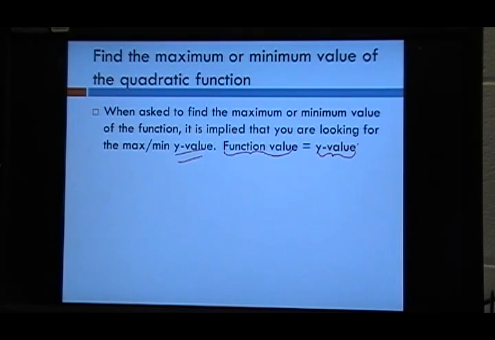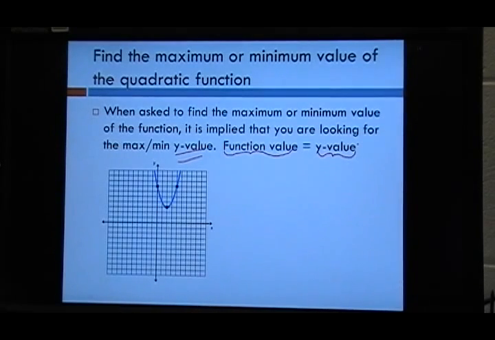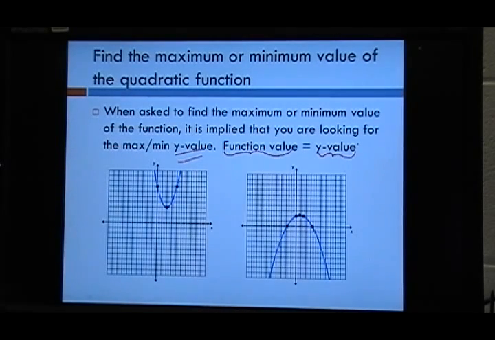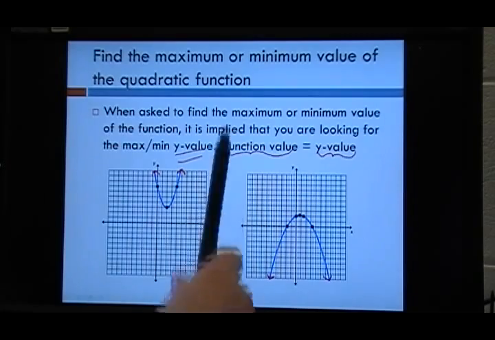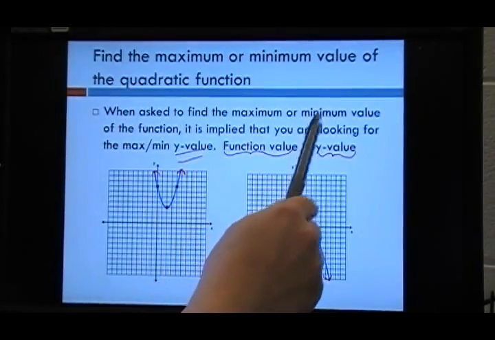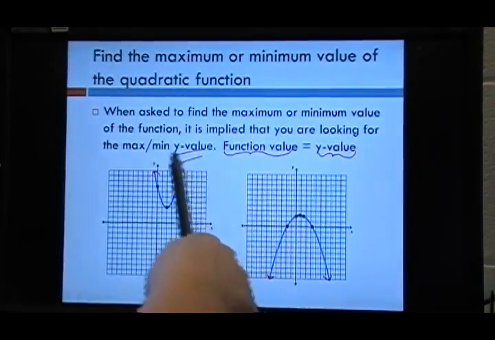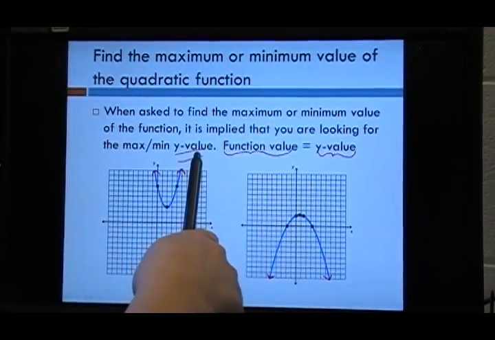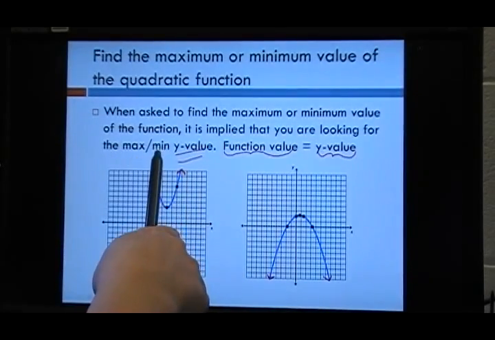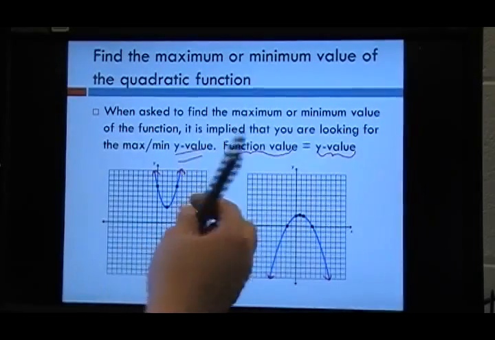Okay? When we're dealing with parabolas, we can either have parabolas that open up or parabolas that open down. If our parabola opens up, I'm going to put my arrows on, so it goes up forever. And this one goes down forever. So if you're looking for the maximum y value, you're looking for, does this have a highest y value? Does this have a minimum? Does it have a lowest y value?